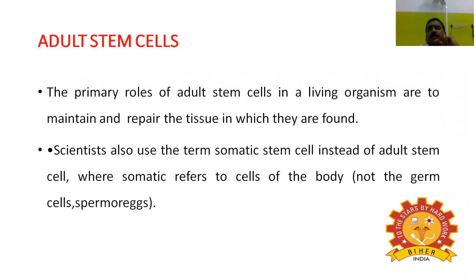Next, the primary role of the adult stem cell in a living organism is to maintain and repair the tissues in which they are found. And scientists also use the term somatic stem cells instead of adult stem cells, where somatic refers to the cells of the body and not the germ cells, or sperms or eggs.